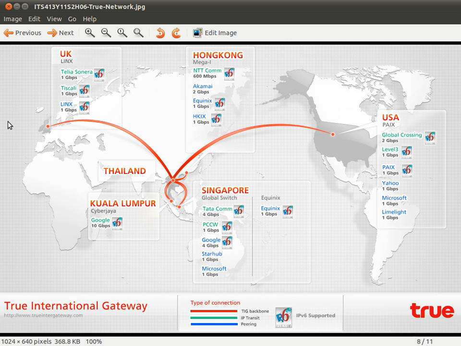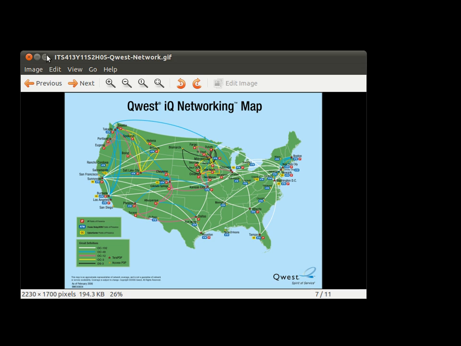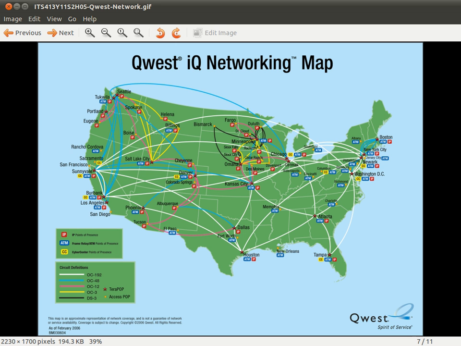Another example. Note that the technologies are referred to as optical carriers. So OC1 is 51, OC3 155 megabits per second, OC24, OC192. This is a network across the US of one of the operators there, Qwest. It's a bit old, but it gives some examples. You can see some of the cities across the US and the links between the cities that operator has.